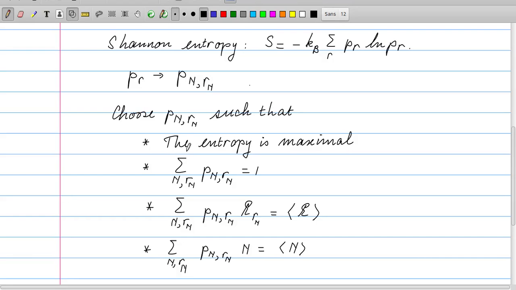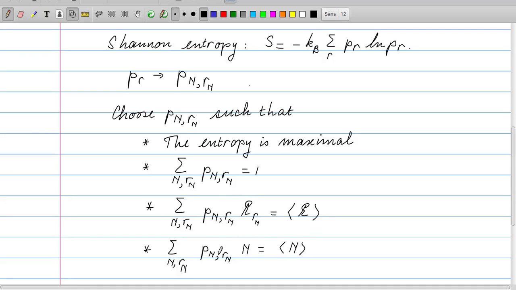First of all, we search p such that the entropy is maximum. The entropy defined over there. And the p's should be probabilities, that is, they should add up, of course, to 1. That's a normalization condition. Then we want the energy to have a fixed value, that is, the expectation value of the energy should have a fixed value. And the number of particles, if we take the expectation value of that, we also want to have that fixed.